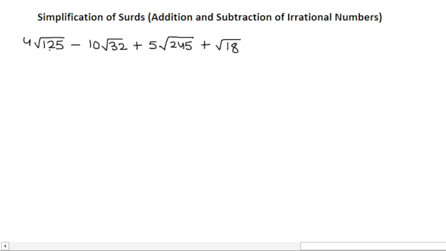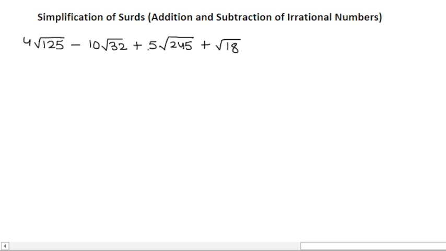I have written 4 different surds here, mixed surds, and this last one is a pure surd. I want to add them. I can add them only if the surd part, the radical part, has the same number inside the root. You can see the numbers inside the root are all different. So you cannot add them.